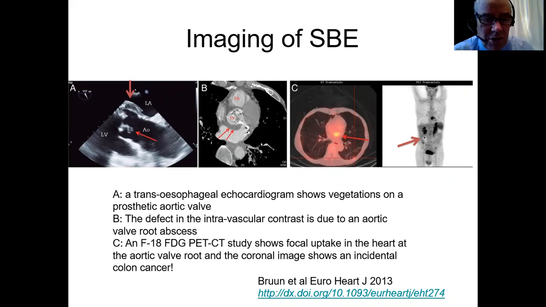So this is from a paper that was related to these guidelines, and it shows a transesophageal echo with vegetations on the prosthesis, that's the red arrow, and on the CT scan that there was avascular contrast due to an aortic root abscess. This is often seen when the aortic valve is infected. And then the PET-CT demonstrates that there is uptake in the valve. Now this is quite unusual because this is a native valve and they don't always have uptake, but this shows uptake, and the patient had an incidental colon cancer, but we're quite used to seeing those.